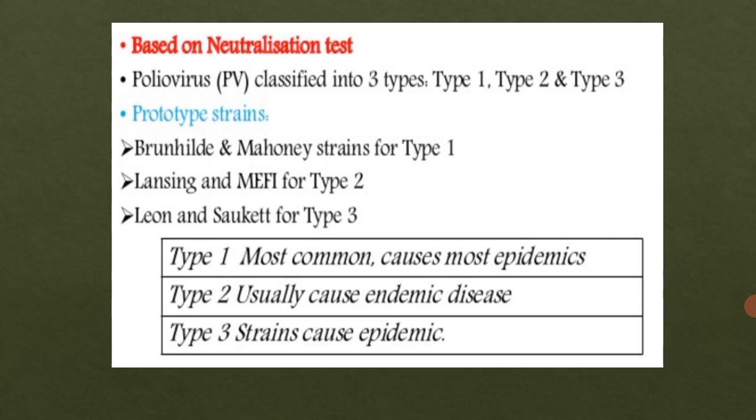And that's why, since it carries the site for the neutralizing antibodies, we are able to do the neutralization test. And by the result of the testing, we are dividing the virus into three types: type 1, type 2 and type 3. Type 1 has the Brunhild and Mahoney strains. Type 2 has the Lansing and MEFI strains, and type 3 has the Leon and Socket strains.